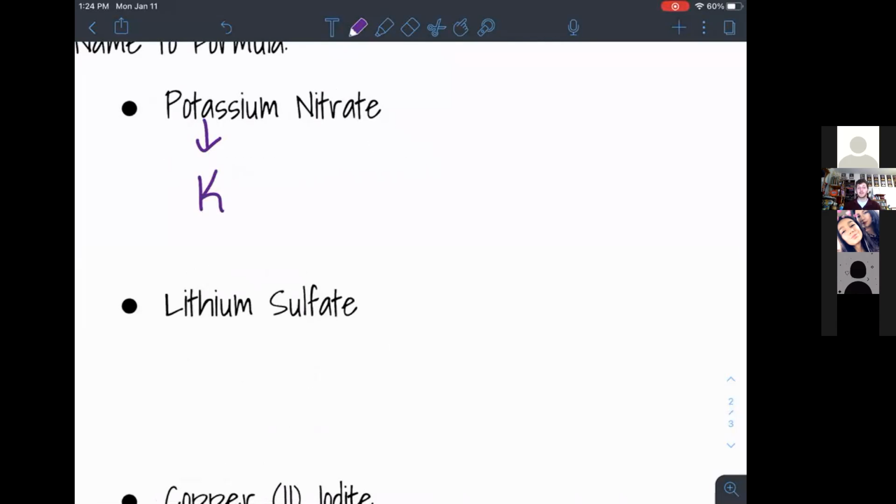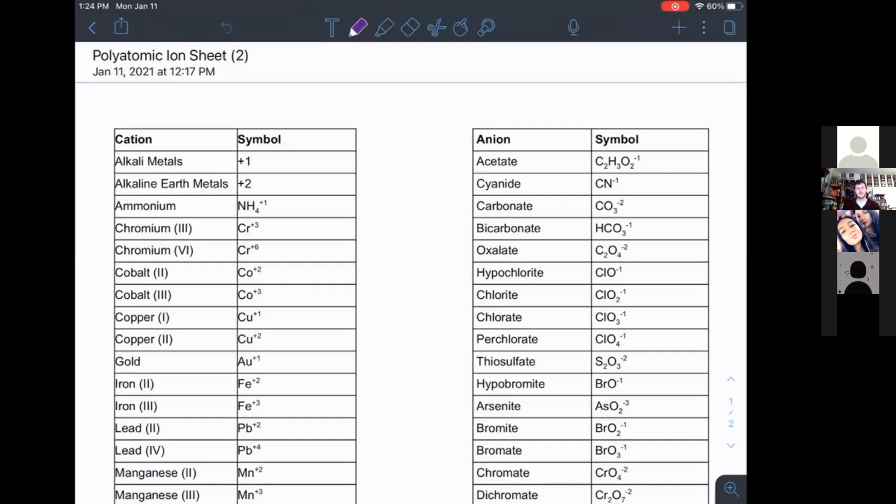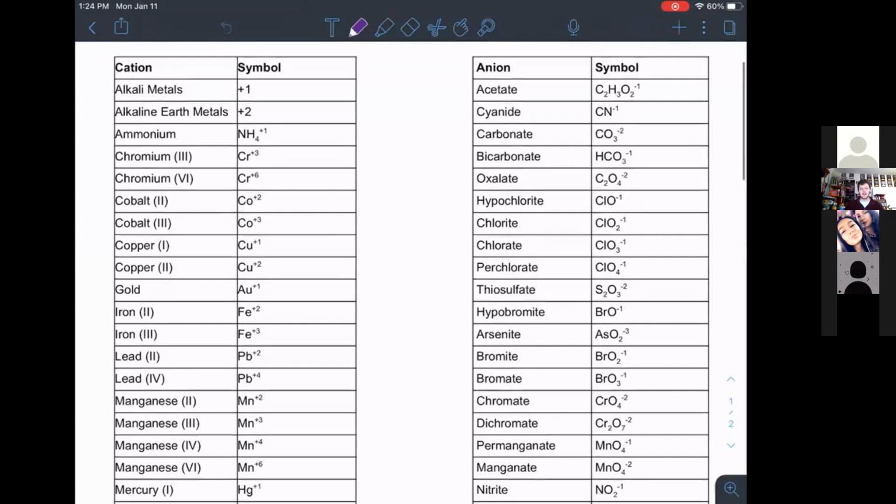Nitrate. Now remember, we have to look at the ending. Is that an element from the periodic table, or is that on our polyatomic ion sheet? Polyatomic. This one's a polyatomic because of that ATE. So we go to the ion sheet and we look for nitrate. I'm just going to keep scrolling. If you find it, let me know.